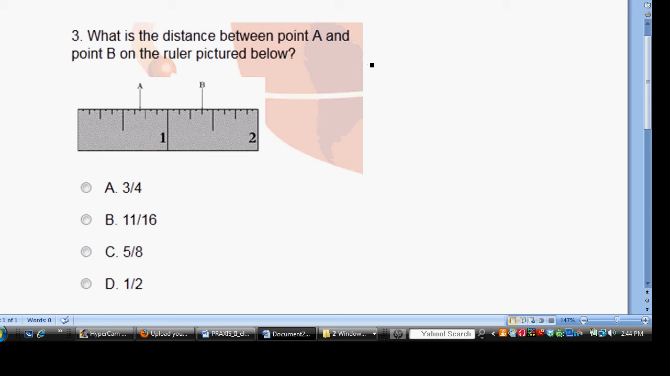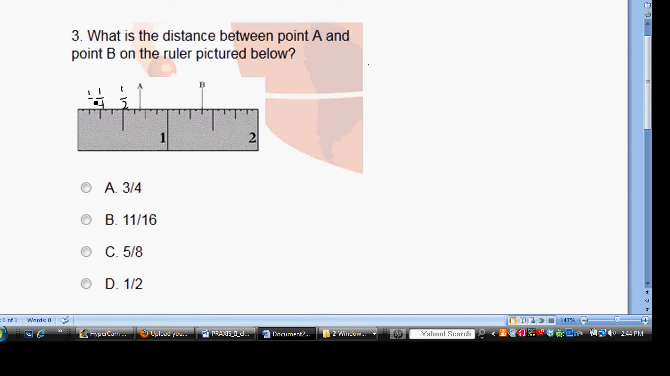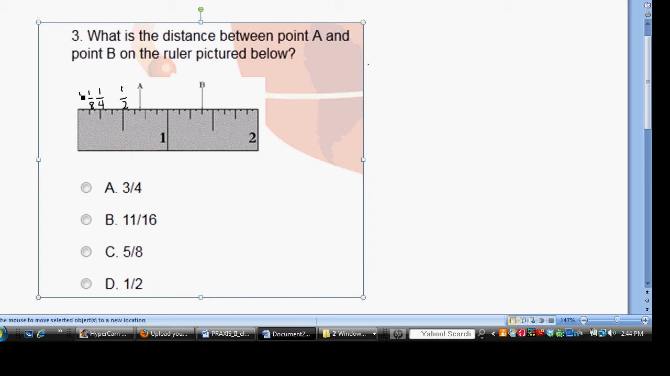For this problem, we're asked to find the distance between point A on the ruler and point B. The first way to handle this is to identify where A and B both are. Notice that this large mark is a half, so halfway between those two, that's a fourth. That makes each of the tick marks that length 1/8, and so these very small tick marks are 1/16. One simple way of solving this problem is actually just to count by small tick marks.